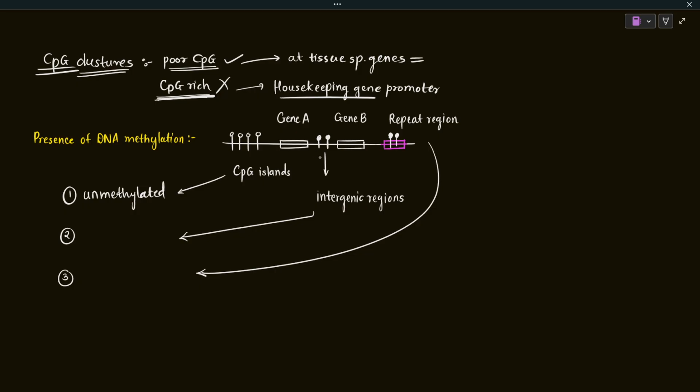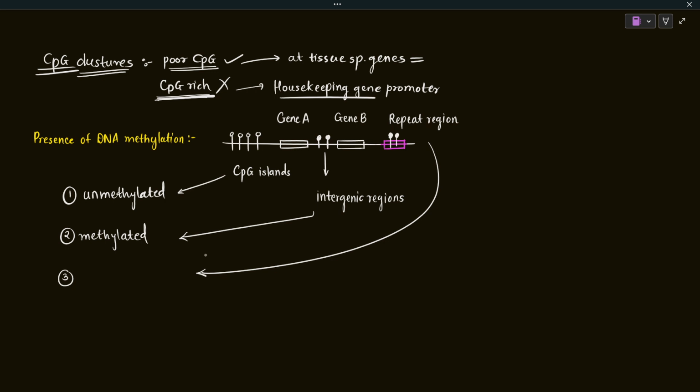While the intergenic regions, meaning the regions between the two genes, are methylated. Why? Because these regions are often non-coding. Non-coding regions are the regions which do not produce proteins. You don't want the non-coding regions to be transcribed. Why? Because you want to save your money, or you don't want more expenses. You want to save the energy of the cell, and that's why those intergenic regions are methylated.